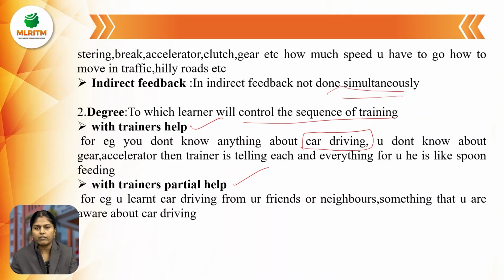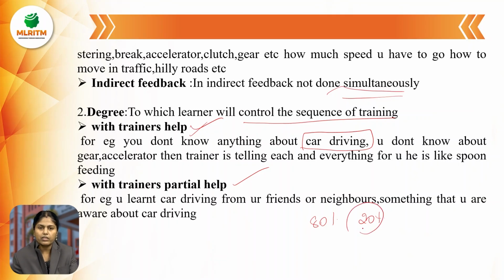I'm going to drive a car. With the trainer's partial help means that suppose I have learned from my friends or neighbors. 80% I have learned from outside and the other 20% the trainer gives me. That is nothing but the partial help. He is giving help only up to some extent, whereas with the trainer's help he is giving 100% help, and with the trainer's partial help he is giving up to 20%.